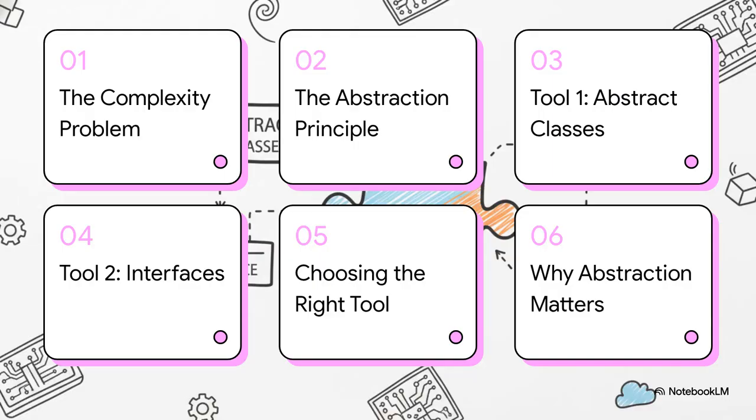So here's our game plan. First, we're going to really dig into what this complexity problem is all about. Then, we'll introduce the big idea, the principle of abstraction, as our solution. After that, we get our hands dirty with the two main tools Java gives us for this, abstract classes and interfaces. We'll figure out which one to use and when, and finally, we'll wrap it all up by seeing why getting this stuff right is an absolute game changer for you as a developer.